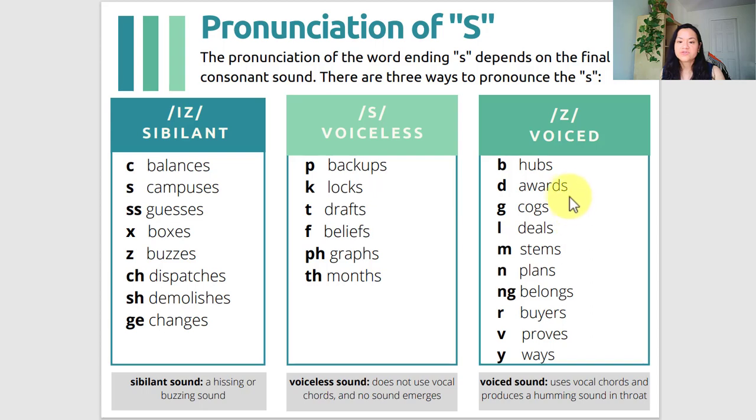Finally, these are for all the rest of the sounds, and these sounds are what we call voiced sounds. And a voiced sound means that we do use our vocal cords, and it produces a humming sound in the throat. So if I put my hand here, I can feel a vibration when I make the sound B, D, G, L, M, N, Ng, R, V, and Y. And for this, we're going to add the Z sound at the end.